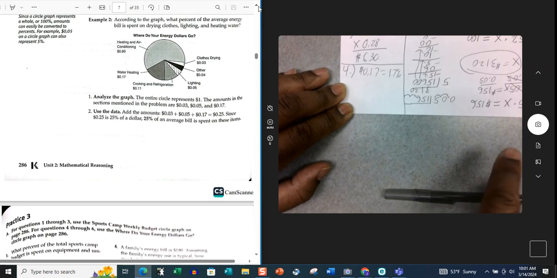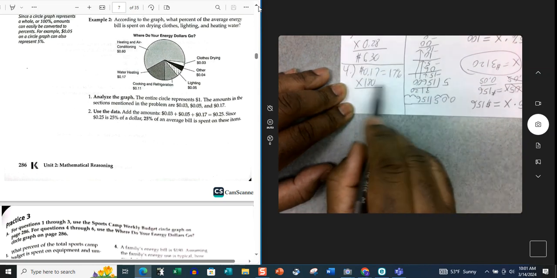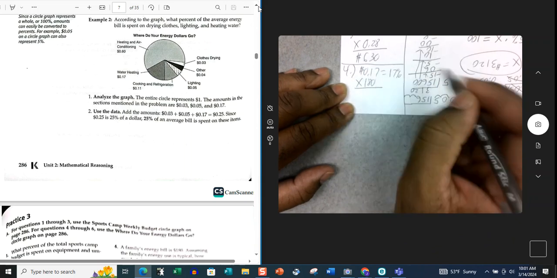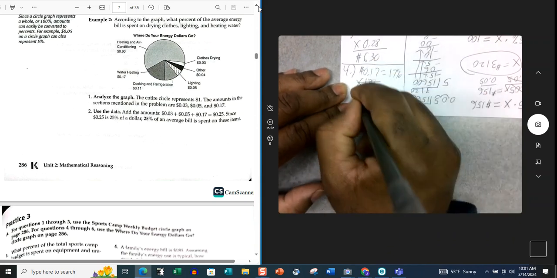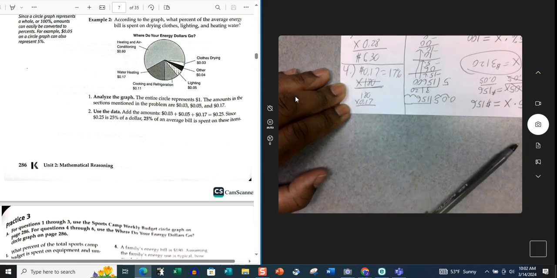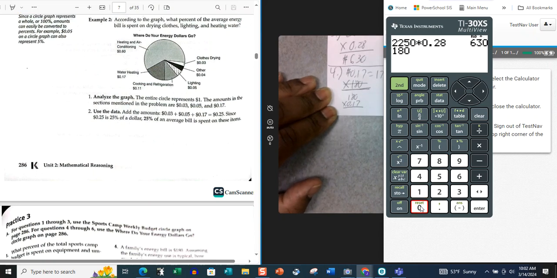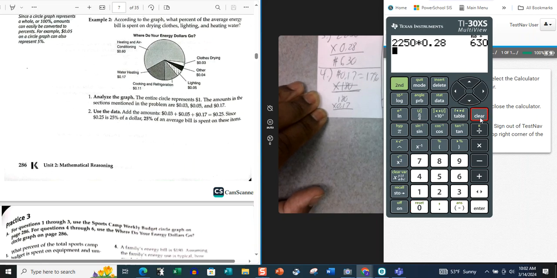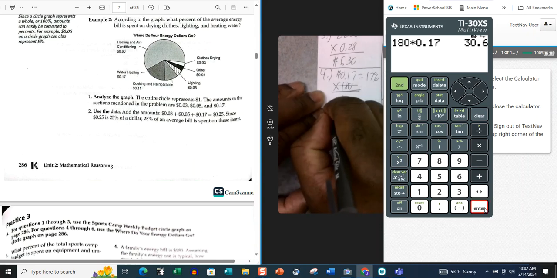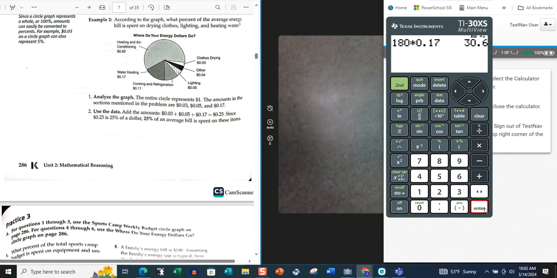So what we would do is take this 17% or 0.17 and multiply it by the 180 because it's 17%. So actually I shouldn't have used the dollar sign. Let me rewrite that. I should have just done 180 times 0.17 because remember it's 17%. So now we take our calculator. So we have 180 times 0.17. And that gives us $30.60, which would be our final answer. Okay, so now that took care of problem number 4.